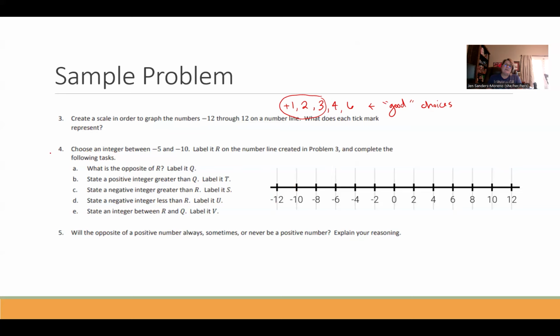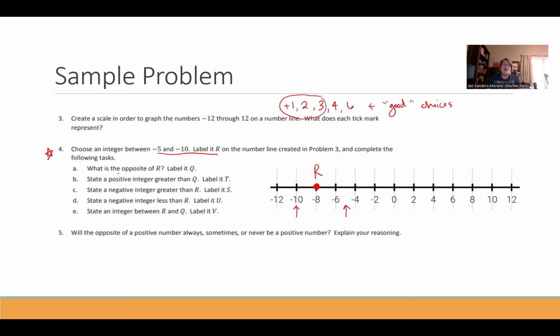And then it says, so here's what we're going to walk through. Choose an integer between -5 and -10. Label it R. Okay. So we want our students to plot a point, any point that's between -5 and -10. Now we can see -10. -5 isn't technically on here, as in it's specifically listed, but it is somewhere in here. So I want them to choose anything between here. So maybe they choose the number -8, and we're going to call it R.